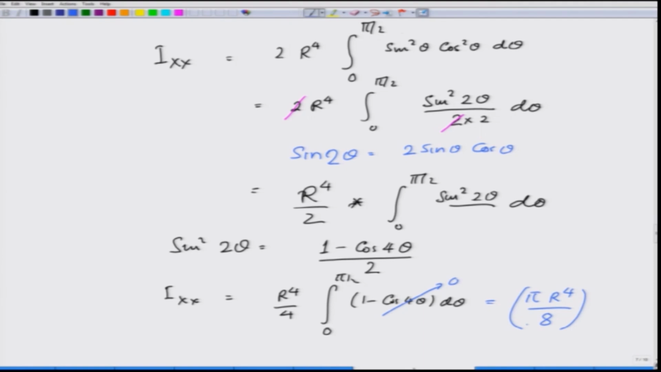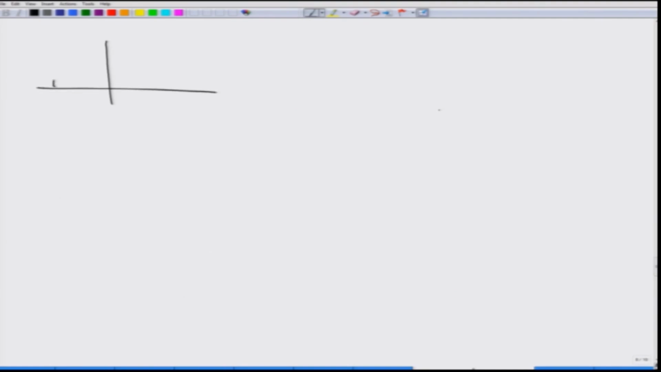Okay, that is the answer. How about the y axis? If I were to calculate this about this axis, the y axis, I_yy will be equal to the integral of x squared dA. You could do it explicitly.